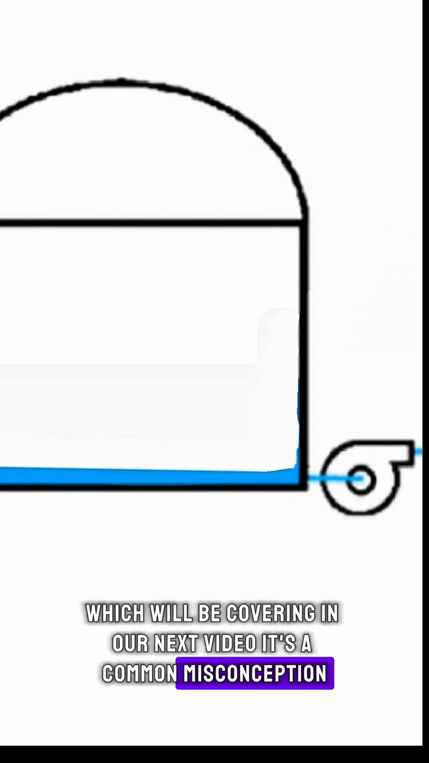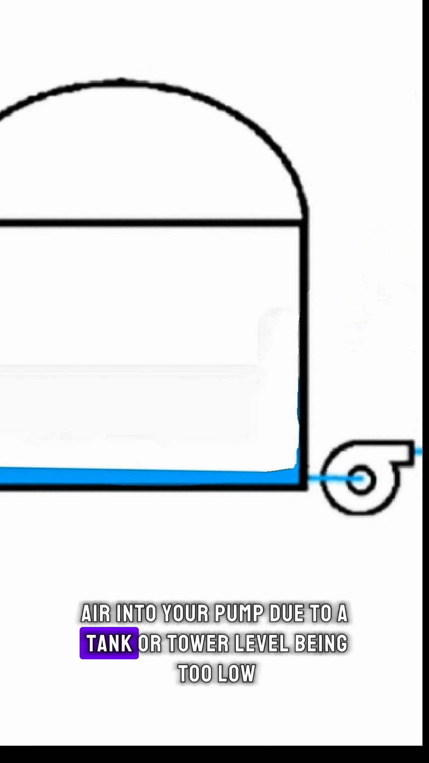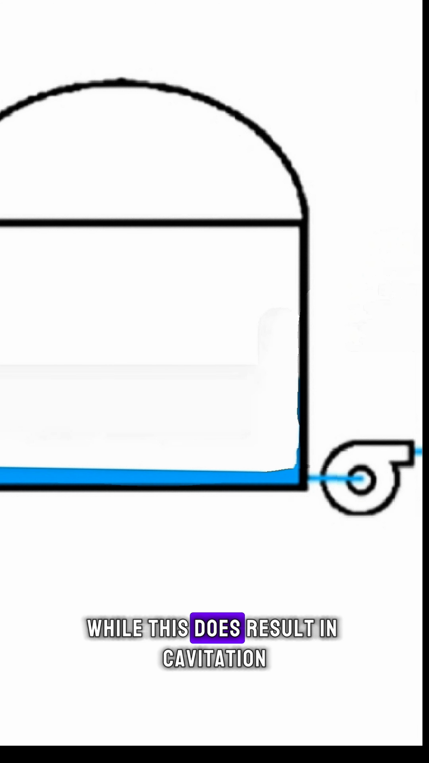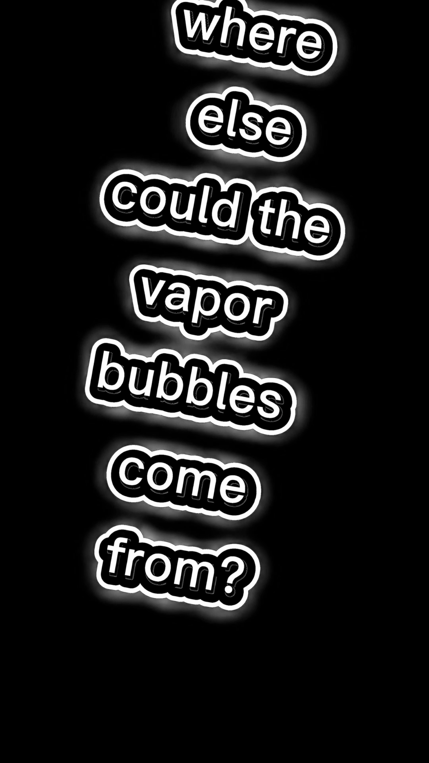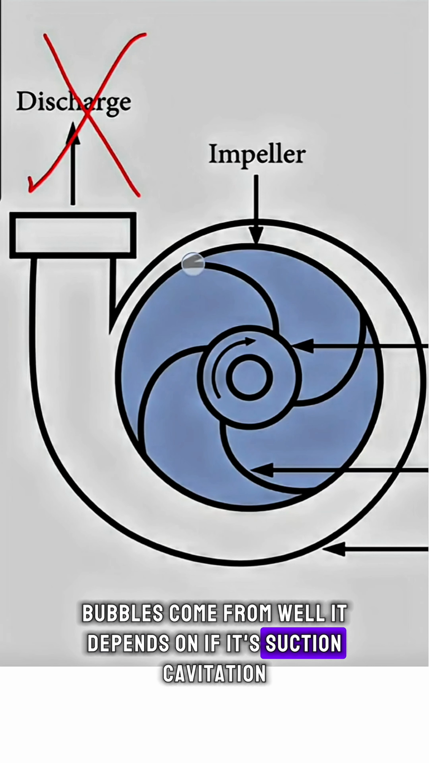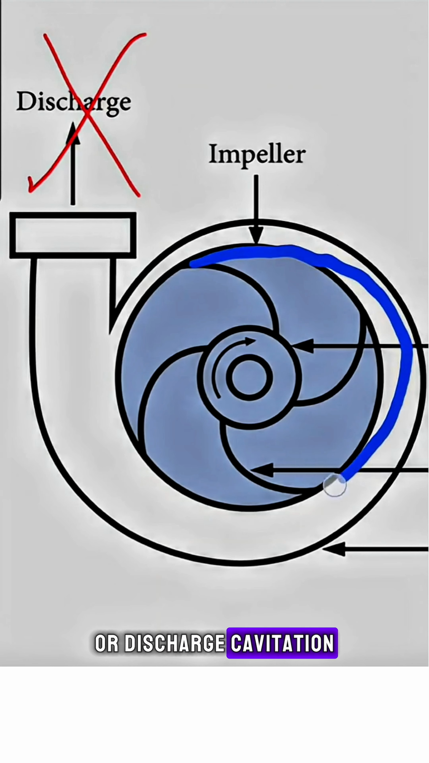It's a common misconception that cavitation only occurs from sucking air into your pump due to a tank or tower level being too low. While this does result in cavitation, it's not the only cause of cavitation. Where else could the vapor bubbles come from? Well, it depends on if it's suction cavitation or discharge cavitation.